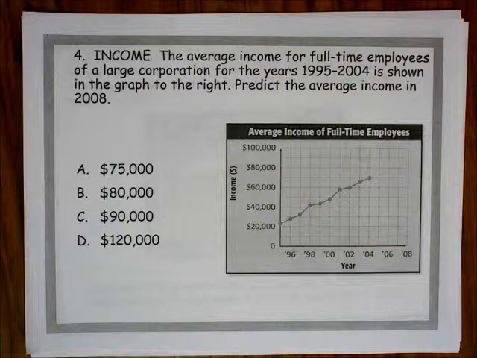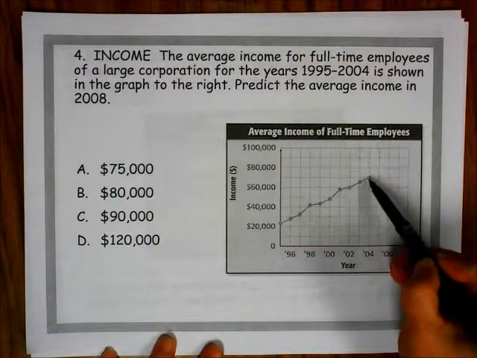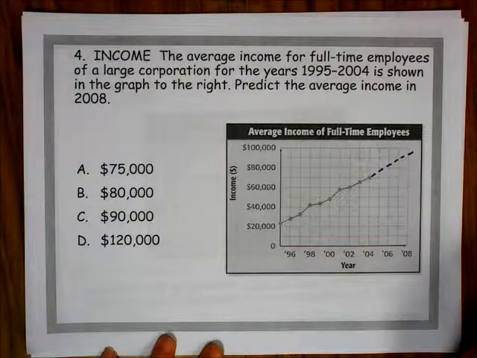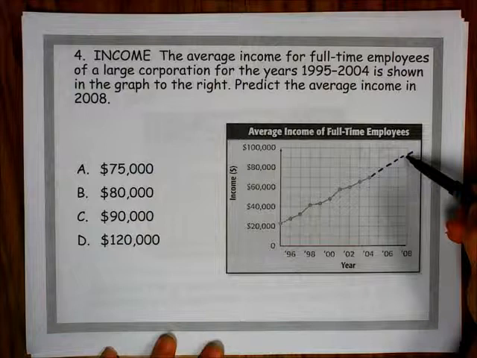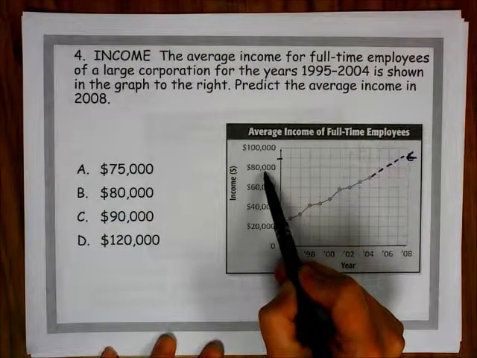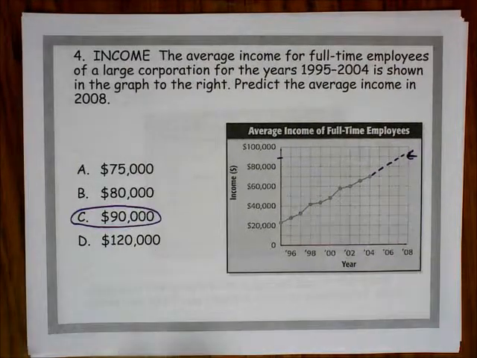Number 4, the average income for full-time employees of a corporation for the years 1995 to 2004 is shown in the graph to the right. Predict the average income in 2008. So notice on my graph, I have a pretty steady increase. I'm going to follow the line that's already there and predict that it's going to continue to go up at the same rate. So I need to come to 2008, go up. I see it crosses right about this line, which if I go across would be here, and that is exactly halfway between 80,000 and 100,000. So that would represent about 90,000.